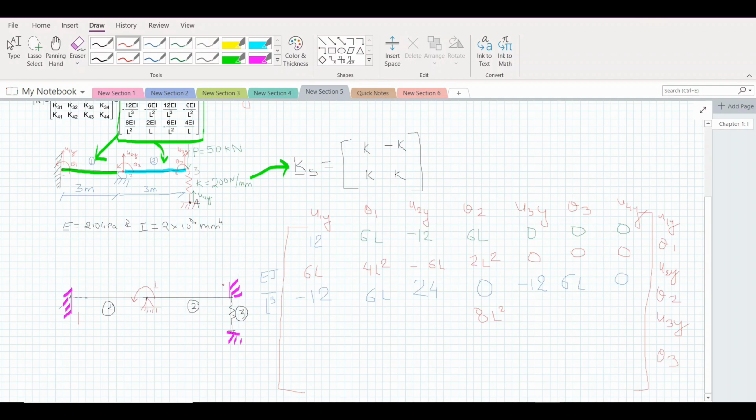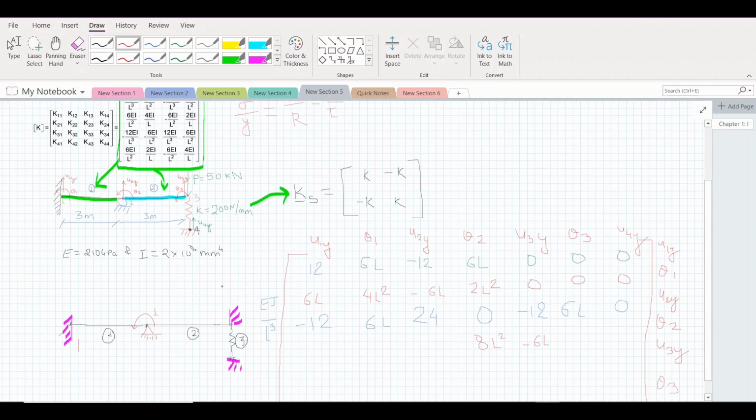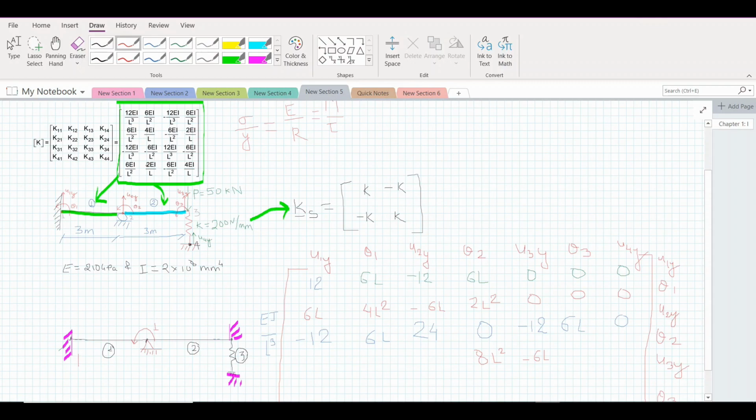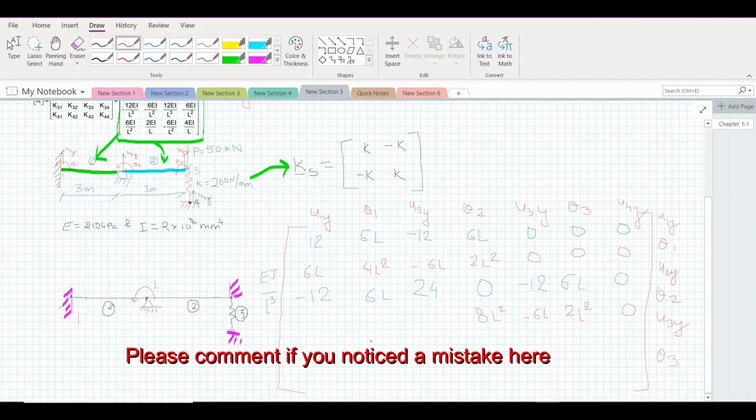Then this will produce a reaction force here and here. Now for this point, it will be minus 6L. Again, it will produce a reaction moment here, which will be equal to 2 EI by L, which equals 2 L square. Now there won't be any force transferring here. Now you can just copy these values right here. So this will be equal to 6L.